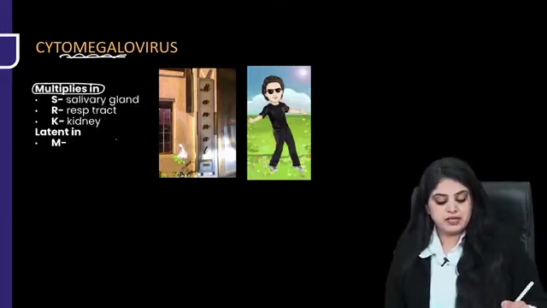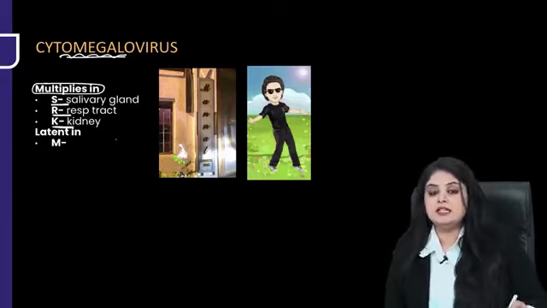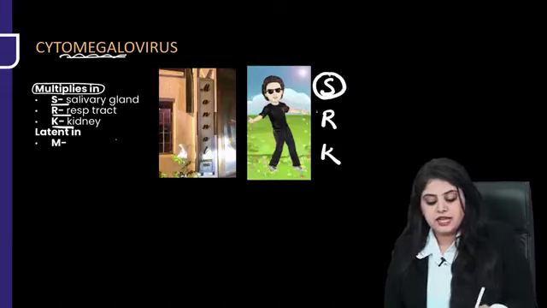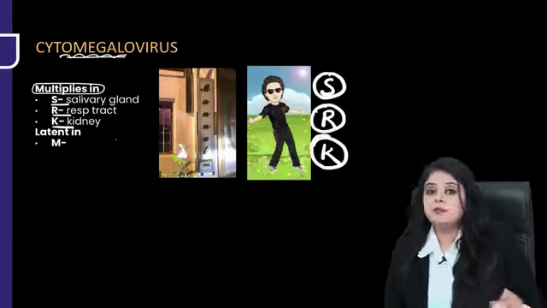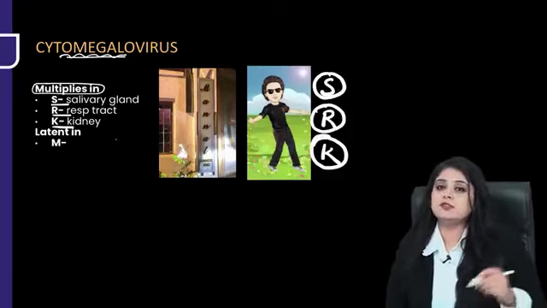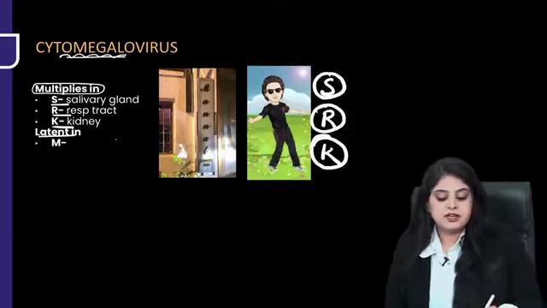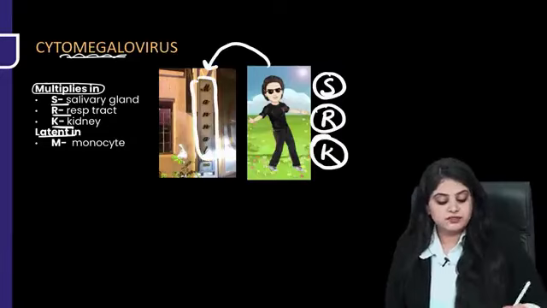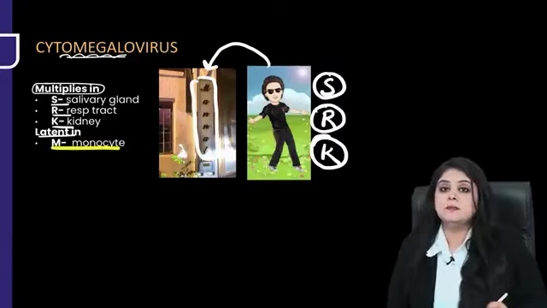Means it is multiplying in the salivary gland, the respiratory tract, and the kidney. Remember, it is working as Shah Rukh Khan. That is salivary gland, respiratory tract, and kidney it will multiply. But tell me, if it has to sleep, where does Shah Rukh Khan go to sleep? At his house. His house is Mannat. So from Mannat you will learn mono. Where does it go and sleep? It is going to go and sleep in the monocyte.